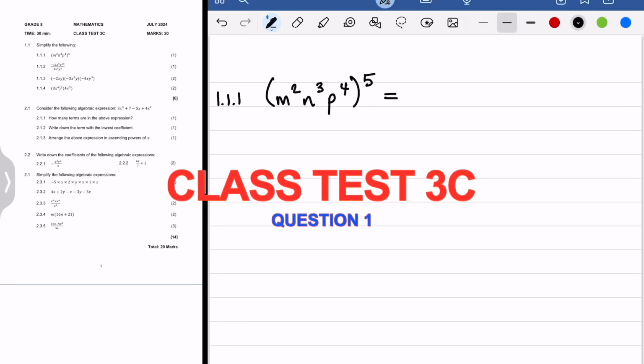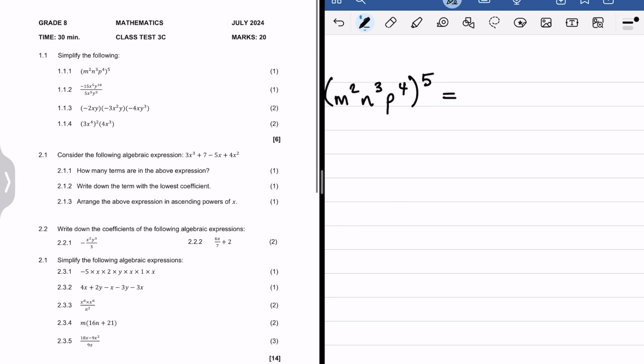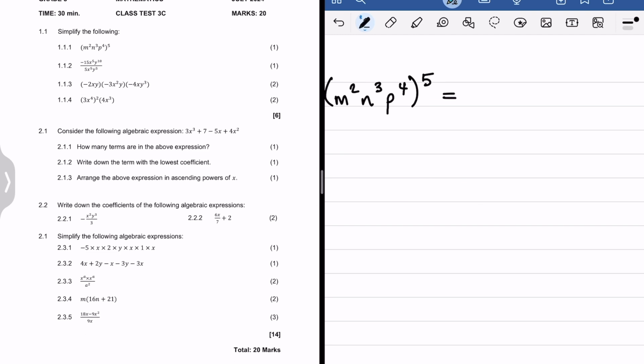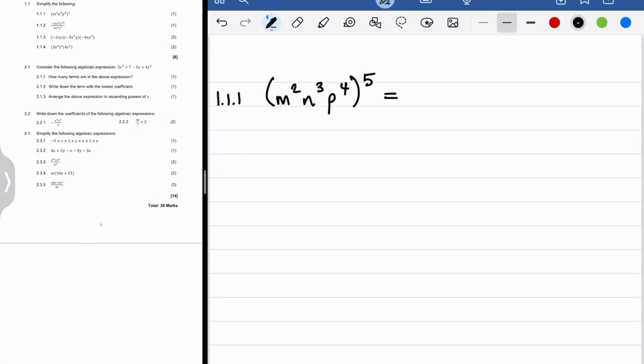This is the live video memo for class test 3C. Our first question instructs us to simplify the following, 1.1.1. I have it written out here.